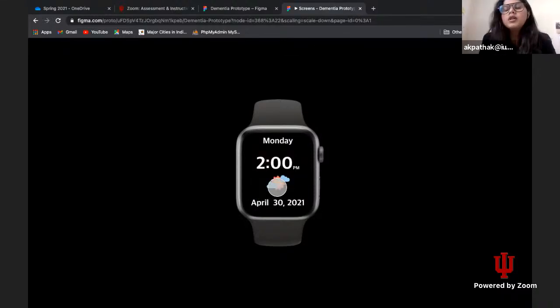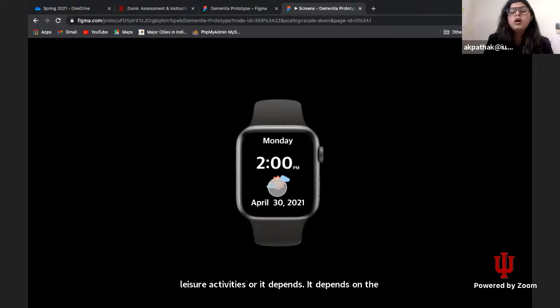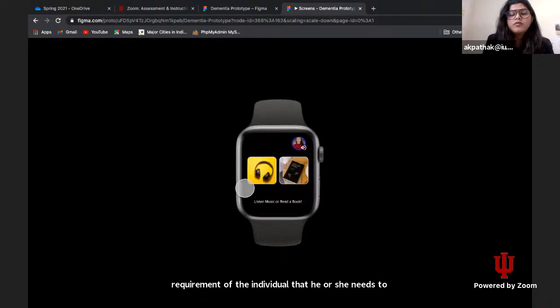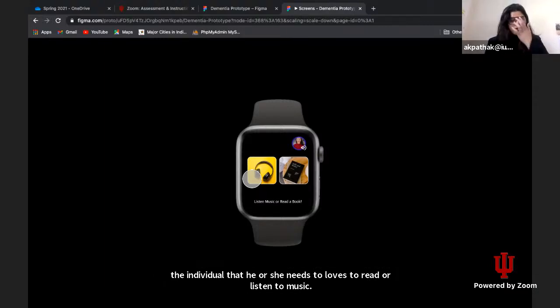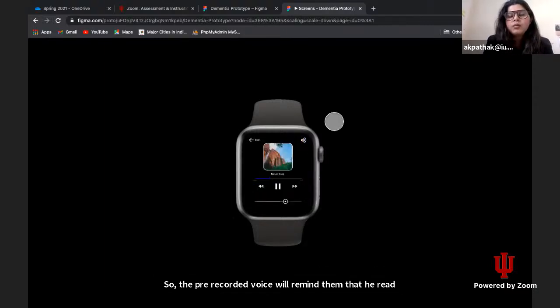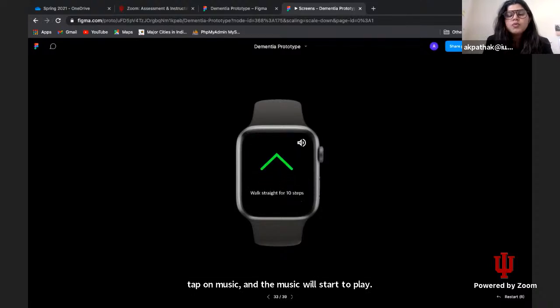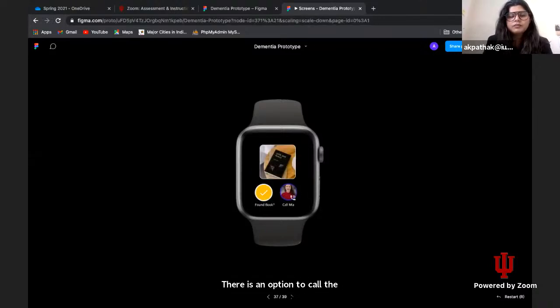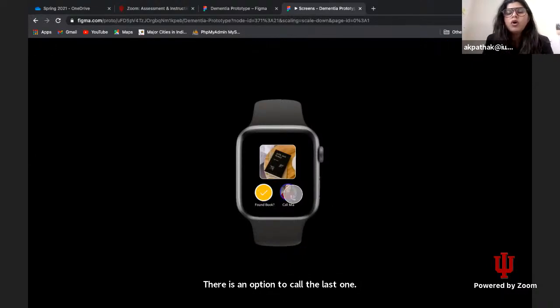Now, this prototype also provides the function of leisure activities. It depends on the requirement of the individual, whether he or she loves to read or listen to music. So the pre-recorded voice will remind them: hey dad, it's time to listen to music. The person will tap on music and the music will start to play, and he can choose between reading or music or any other task. And if the person is unable to select the book, or unable to reach the music device, there is an option to call the loved one. So here is the icon to find the book, or call the individual.